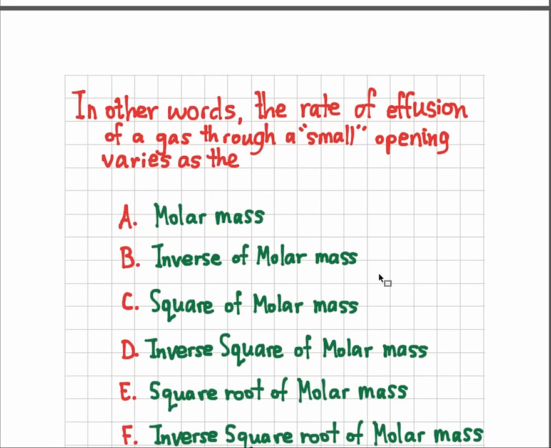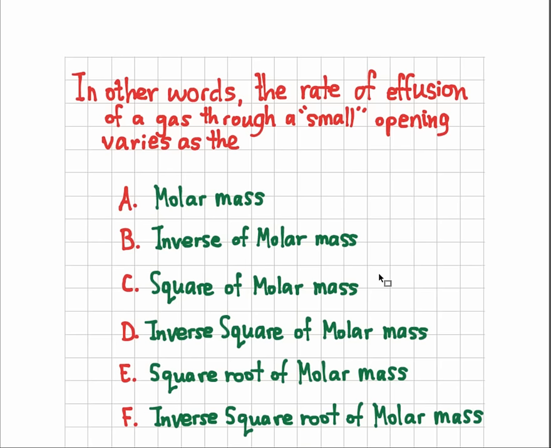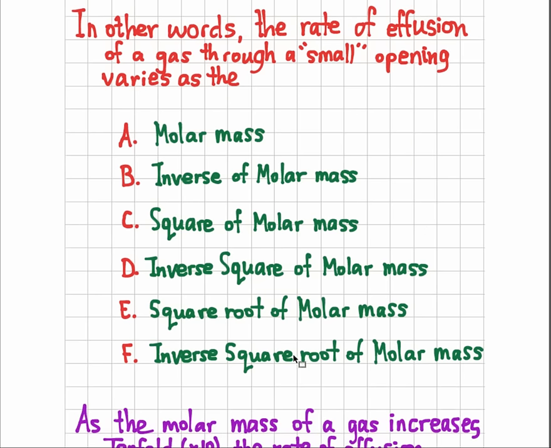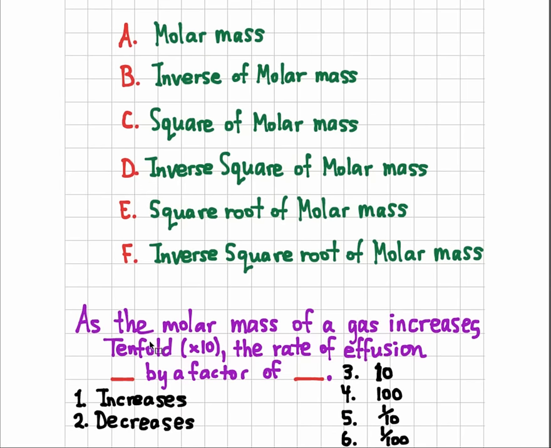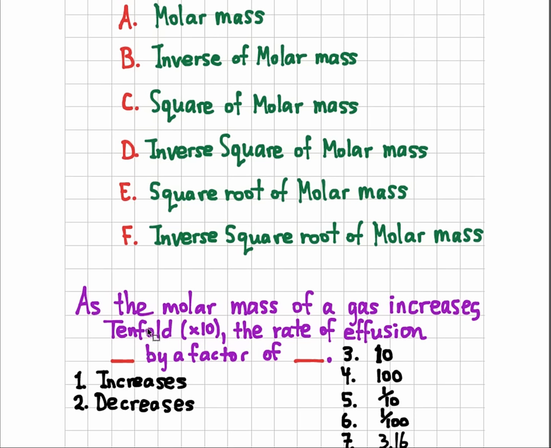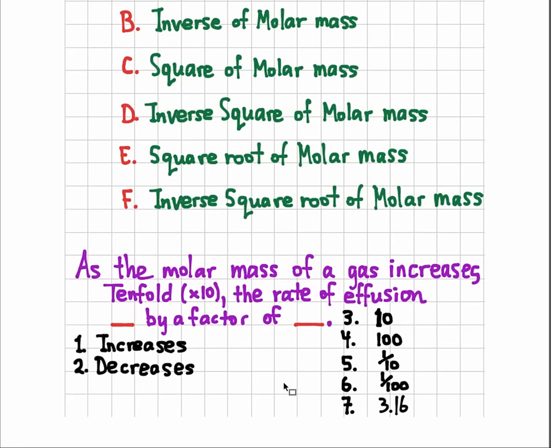Interesting. In other words, the rate of effusion of a gas through a small opening is proportional to the inverse square root of the molar mass. And if I were to increase the mass of a gas, or compare one gas that's 10 times more massive than the other, wouldn't that mean, let's see, what's 1 over the square root of 10? Seriously? Yeah, right, 1 over the square root of 10. So that's got to be about 3.6 times faster? No, slower. As the molar mass of a gas increases, the rate of effusion decreases by a factor of 3.16.